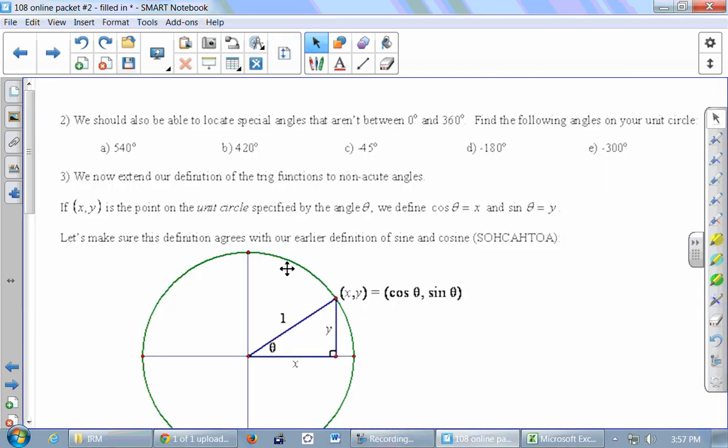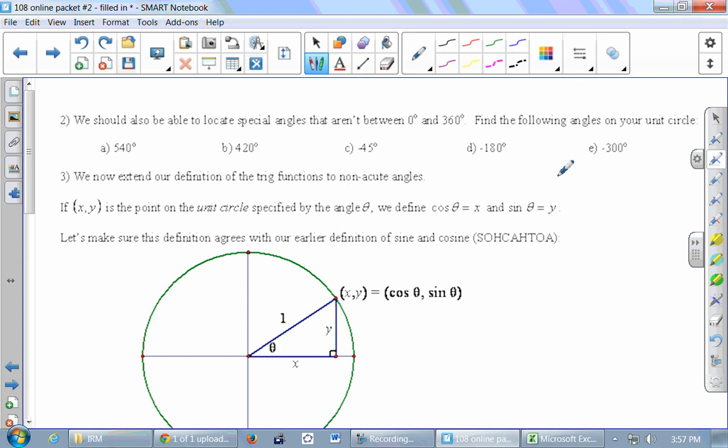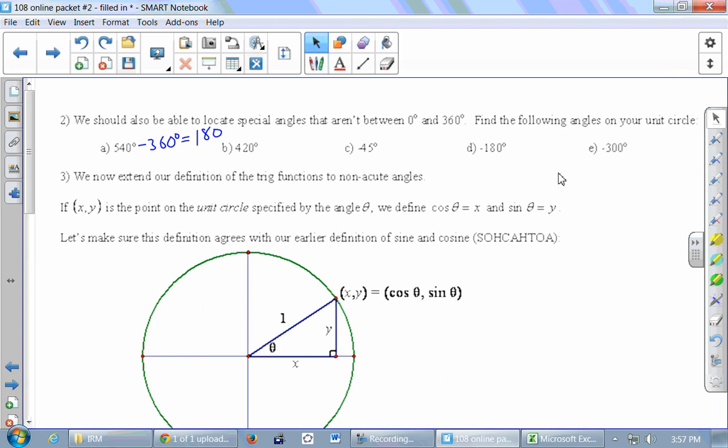We should also be able to locate special angles that aren't between 0 degrees and 360 degrees. Find the following angles on your unit circle. So 540. All right, 540 is a big angle. I say big because it's more than 360. So how about we subtract off the 360-degree angle because that's 1 revolution. And what we have left is 180. So that means that 540 is really the same as 180 plus an extra revolution.